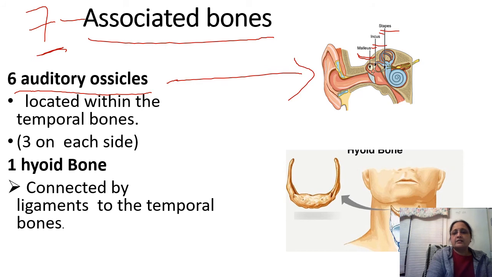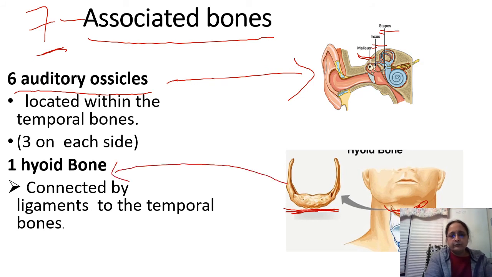Apart from that, at the neck region, you will see one horseshoe shaped structure. That single bone is nothing but the hyoid bone, which is connected by ligaments to the temporal area of the temporal bones. So these two, the auditory ossicles as well as the hyoid bone, are associated with attachment to the temporal bones.